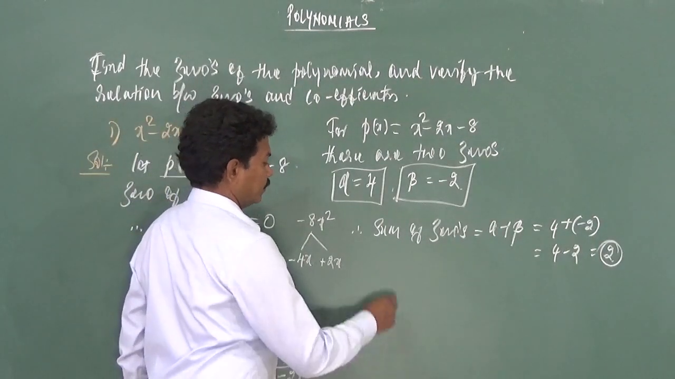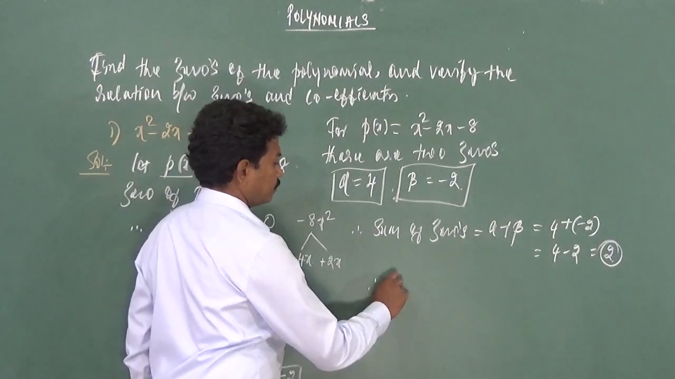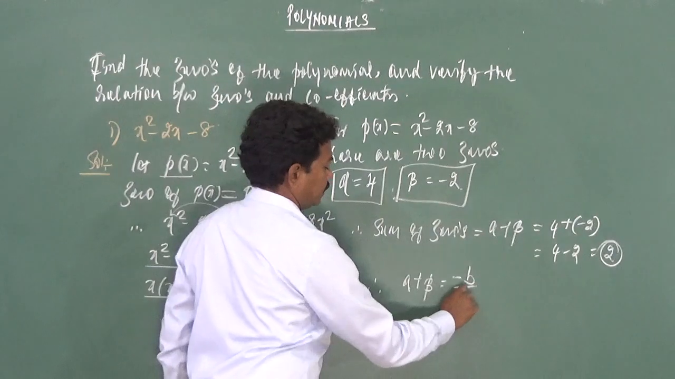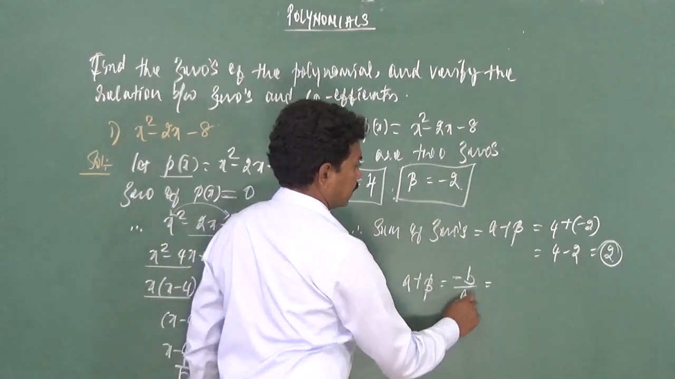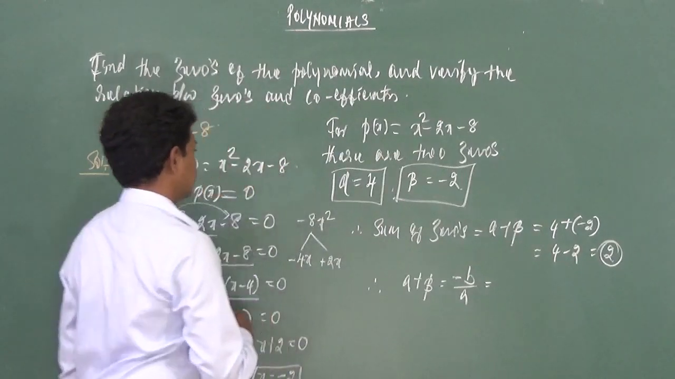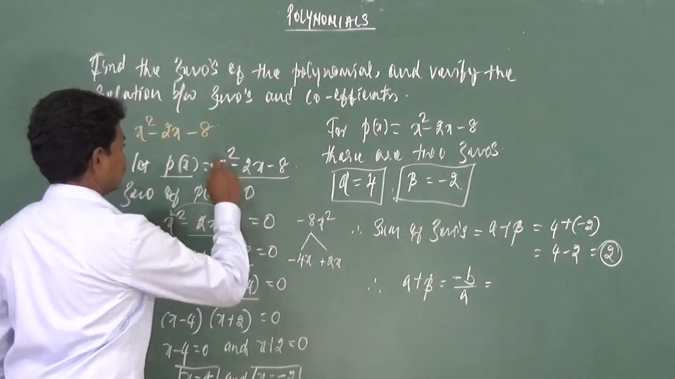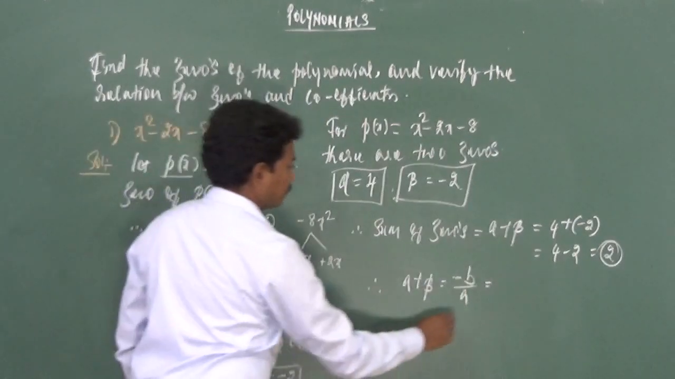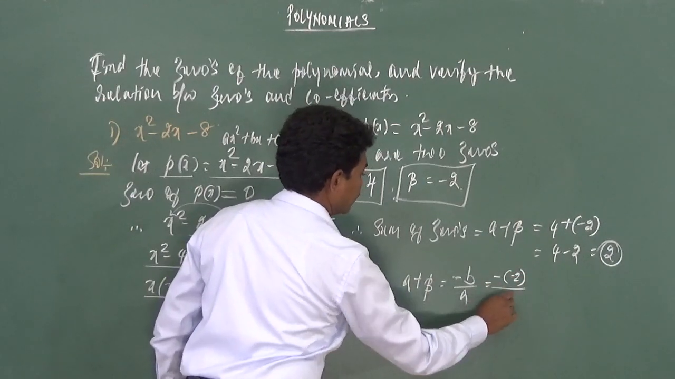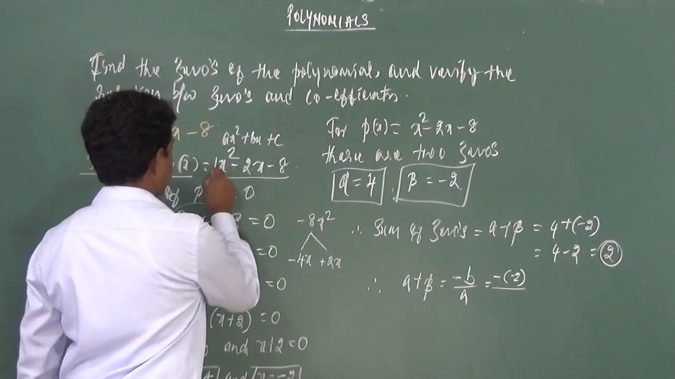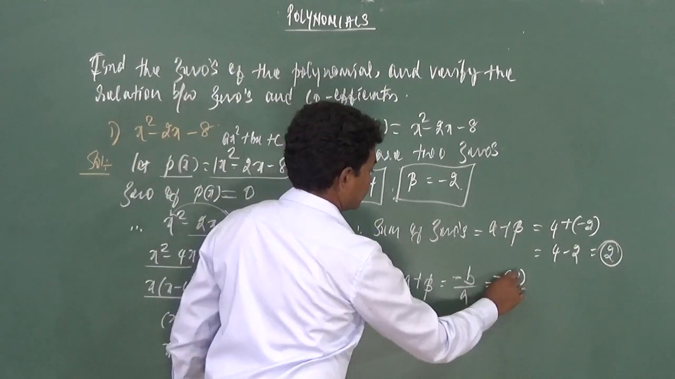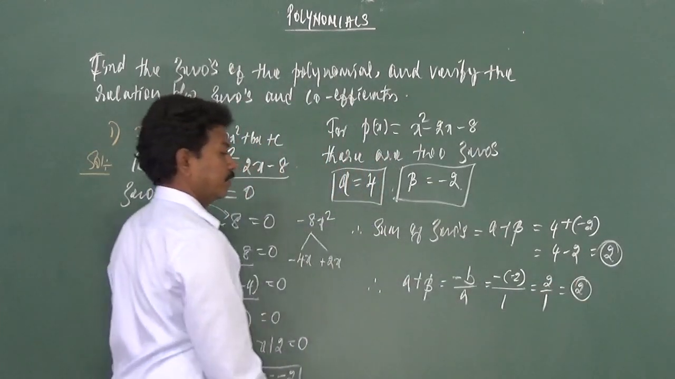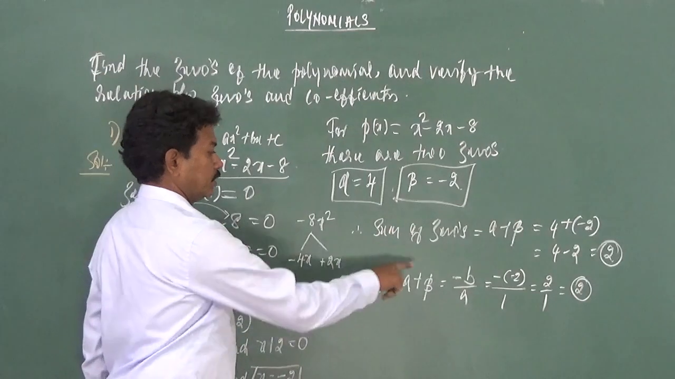Now let us check the coefficients. Therefore, alpha plus beta is equal to minus b by a. You know the short form of that. So minus b by a: we have to compare this with the standard form, that is ax square plus bx plus c. So b is minus 2, that is minus of minus 2 by a, where a is 1, the coefficient of x square is 1. So minus into minus is plus, 2 by 1, which is equal to 2. So we have verified the relation between the zeros and the coefficients.